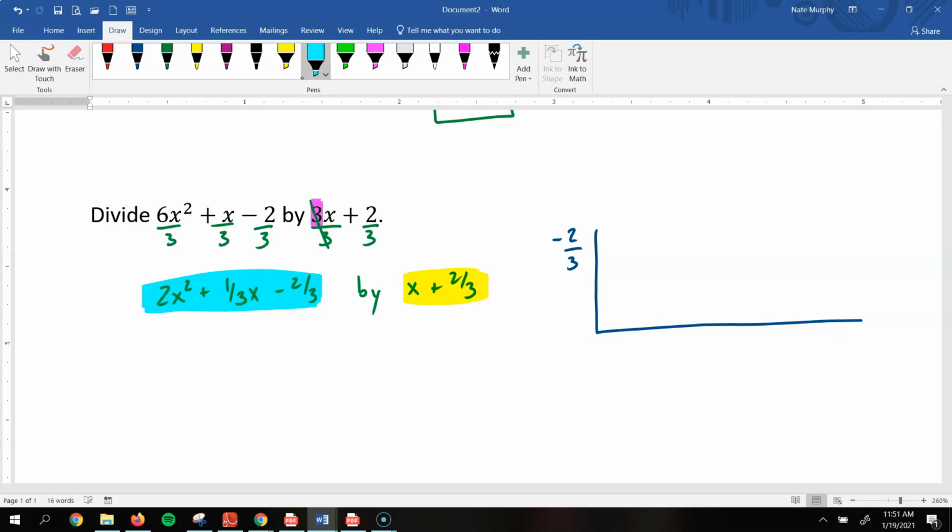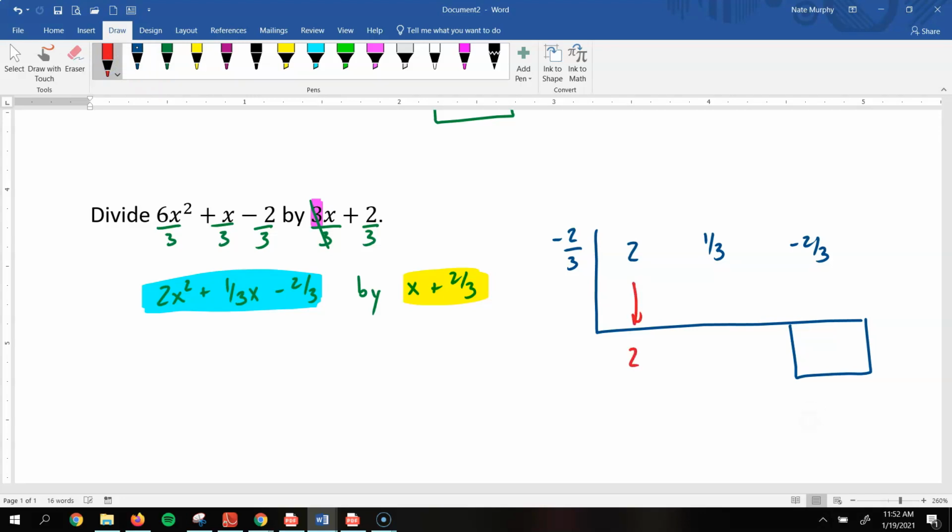Okay, so writing down those coefficients, we'd have 2, 1/3, and negative 2/3. We're going to have our box for a remainder if we have one. Okay, so let's go through that process. So we're going to bring down the 2.